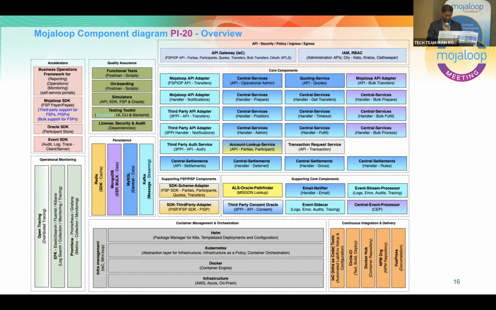So we have this big component diagram. Previously, we used to have these on the placemat as well. This talks about the various components involved: the container management orchestration, the core components itself, and supporting components, the CI/CD aspects, the operational monitoring. We looked at this in a text form earlier as well, and some of the accelerators such as the finance portal, the Mojaloop SDKs, and tools for quality assurance as well. So you can see this on the backside. We have this component diagram for your reference. Thank you.